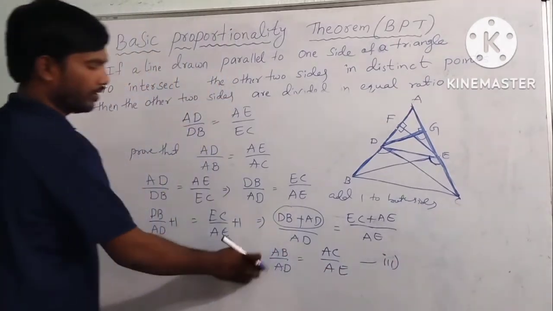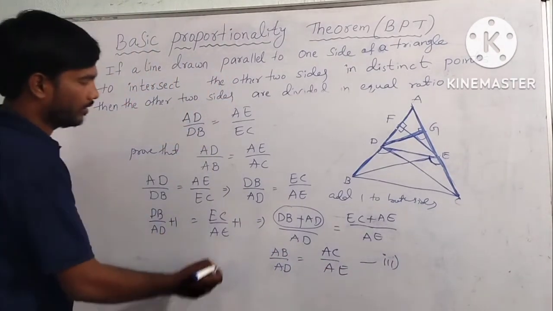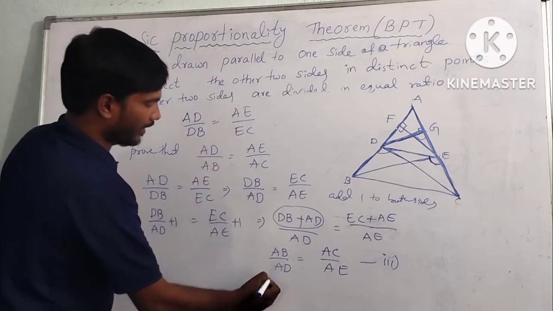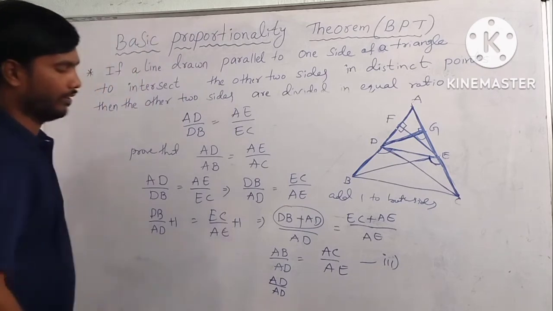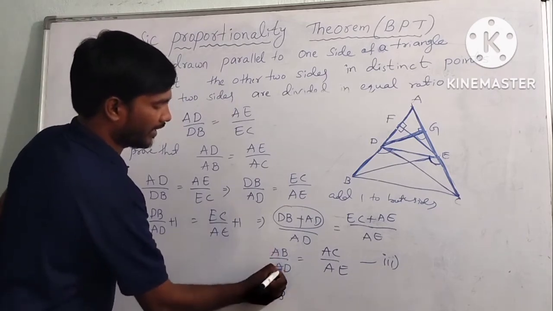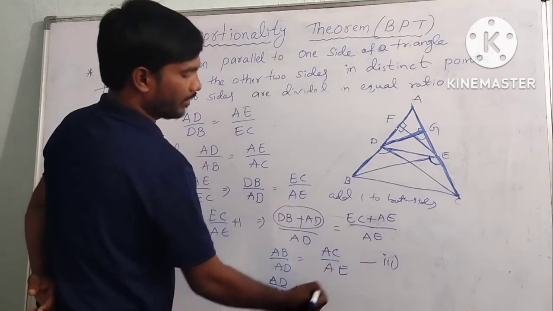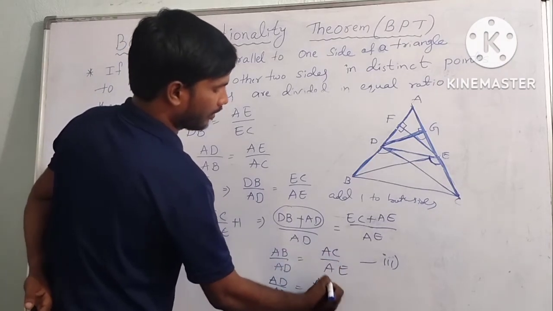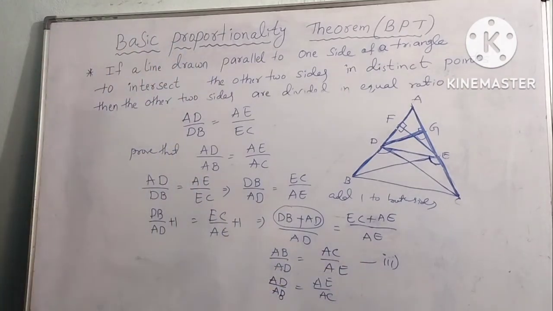Next, what we want is the reciprocal. So write them in reverse order. AB by AD we can write as AD by AB is equal to AE by AC. So this is the required proof.